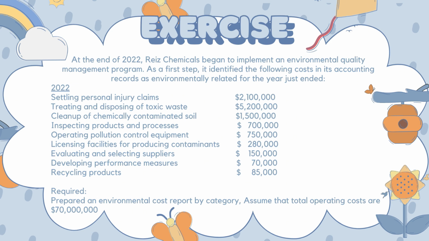inspecting products and processes $700,000, operating pollution control equipment $750,000, licensing facilities for producing contaminants $280,000, evaluating and selecting suppliers $150,000, developing performance measures $70,000, recycling products $85,000. Required: prepare an environmental cost report by category. Assume that total operating costs are $70 million.